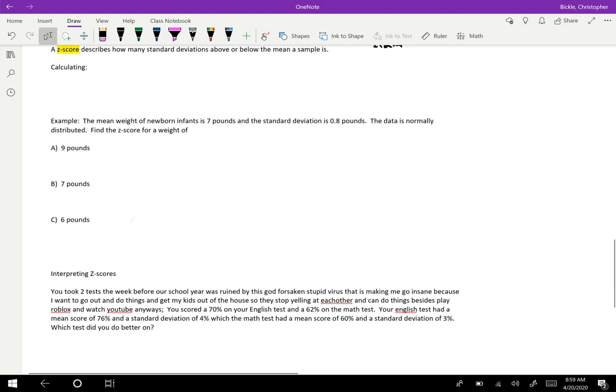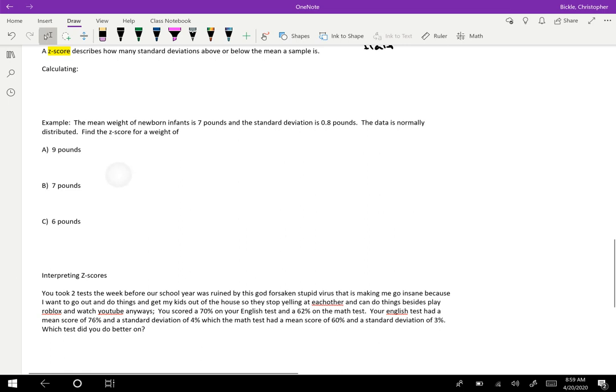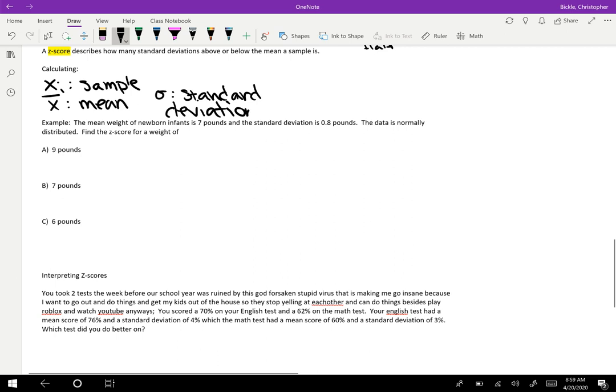When we're calculating a z-score, I want you to remember that each x sub i is one of your samples. When we say x sub i, it's just going to change. i could be 1, 2, 3, 4. It's just those data points, just the numbers. X bar is your mean, and sigma is your standard deviation. So x sub i is your sample, x bar is the mean, sigma is the standard deviation.